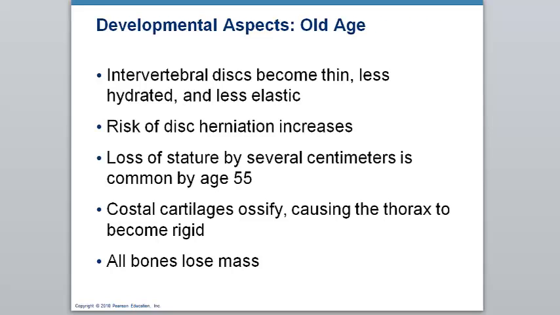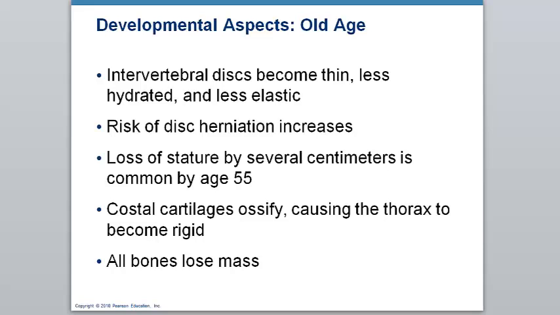As you get older, the intervertebral discs start to become thin, less hydrated, less elastic. The bones are already osteoporotic and they start rubbing against each other, hence the back pain, hence the risk of disc herniation. Okay, and because of the tiny minute fractures that happen in the body of the vertebrae, it seems as though you lose your height as you get older. Okay, it is actually true. Loss of stature by several centimeters is common by age 55 because the vertebral disc also becomes thin, as well as tiny minute fractures start happening in the body of the vertebrae because of osteoporosis starting.